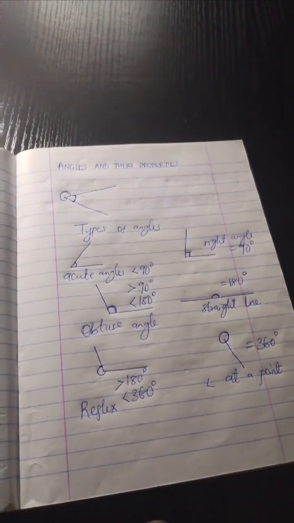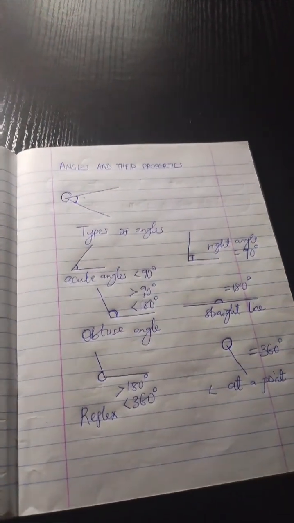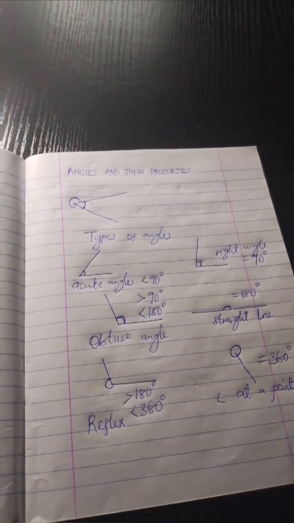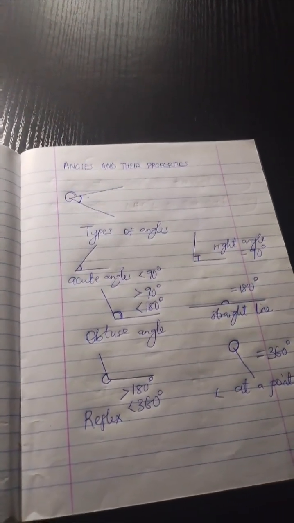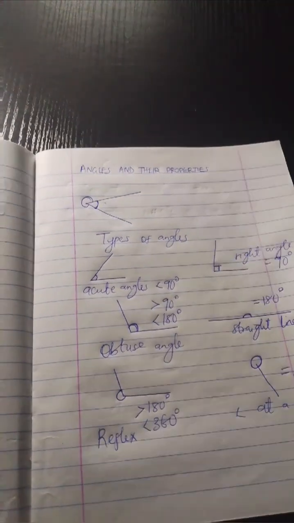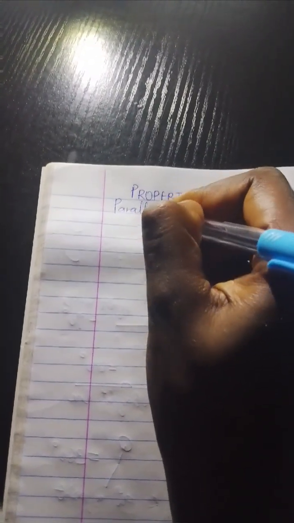Now, since we are done with knowing the types of angles that we have, we are going to move over to the properties of angles, or maybe the characteristics of an angle. Before I continue, first of all, I would like to tell you what a parallel line is. I believe that many of you should know, but in case of those that don't know, I'm going to make a brief explanation on that.